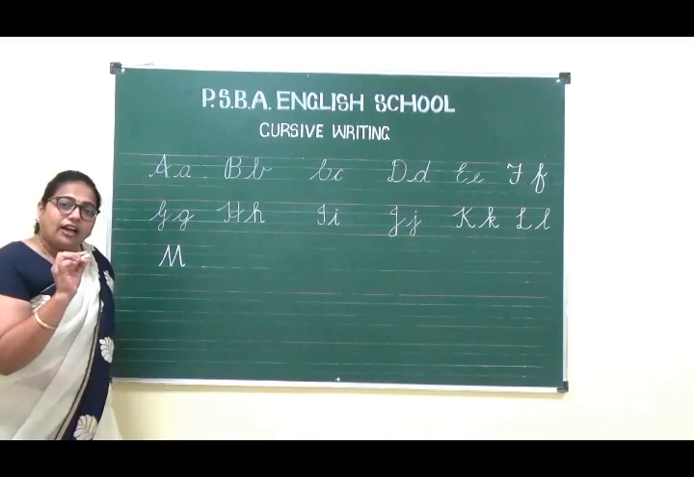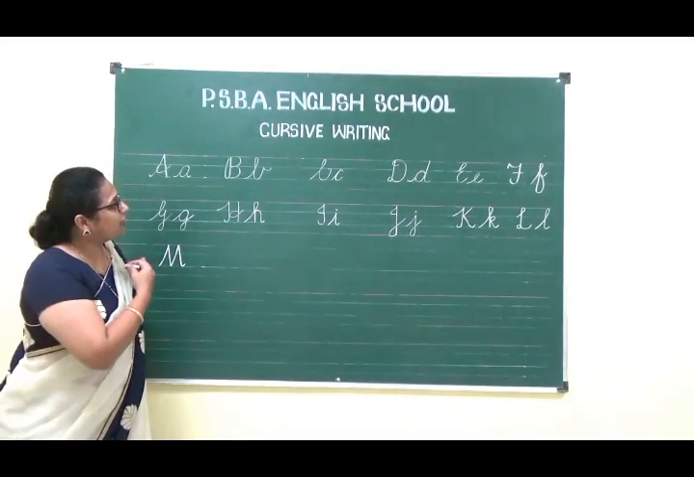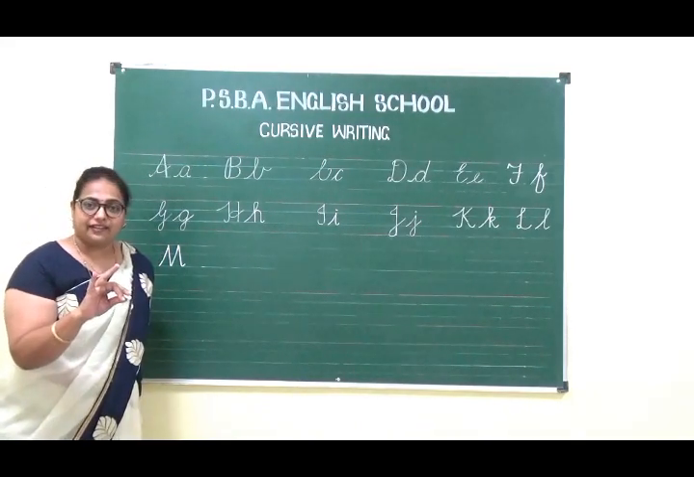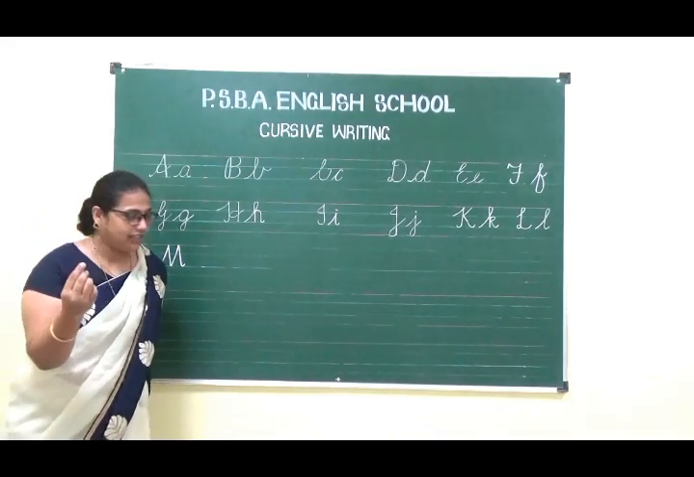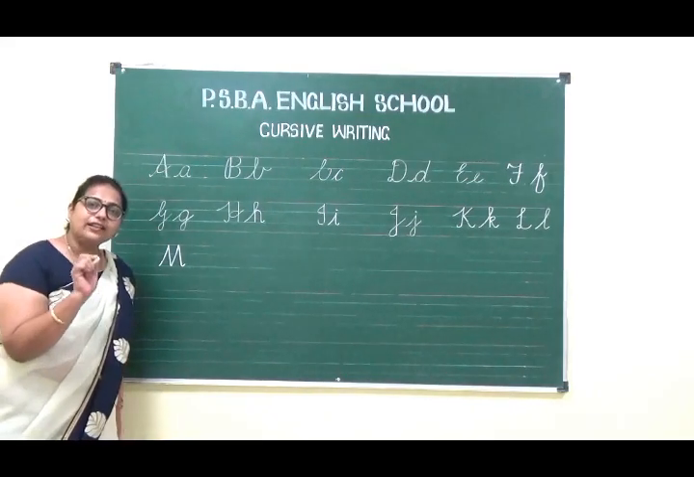You know, in this word cursive, a curve comes. So you'll find in all these letters, curves are there. And there is a continuity, right? So this is capital cursive M. Now let us see how to write small cursive M.